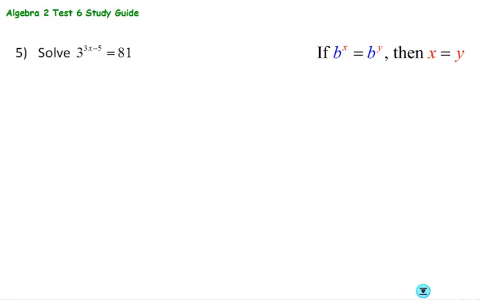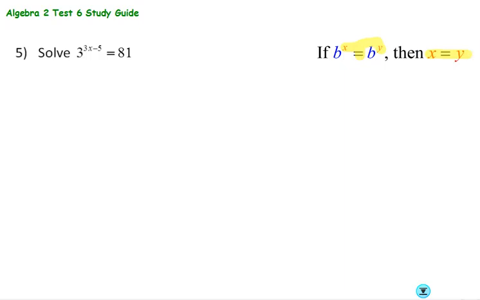Now, what we can do with this, and if you'll notice over here on the right side, what this says is that if b to the x, and b just represents any base, is equal to b to the y, so basically, if the bases match, then x equals y. And what that's saying is that if the bases are the same, and you're trying to figure out what's going on with the exponents, then you can drop off the bases and just focus on the exponents.